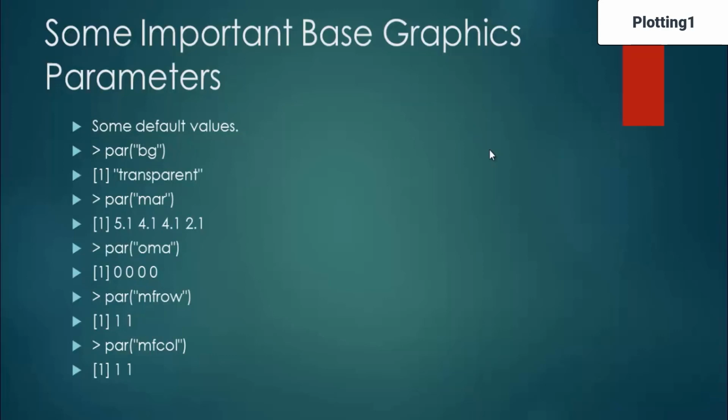Some more default values: par of BG. BG is background, which is transparent, so it will mostly be white in color. And par of MAR is 5.1, 4.1, 4.1, 2.1, the default margins for all the sides. Par of OMA is 0, 0, 0, 0, and par of MFROW is 1, 1, par of MFCOL equal to 1, 1. So these are some of the important basic parameters for which you need to know the default values as well when you are constructing plots using the base graphics.